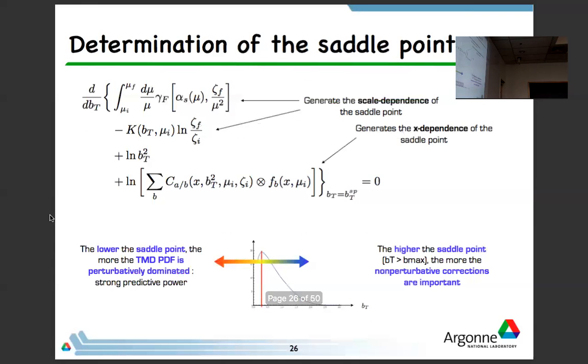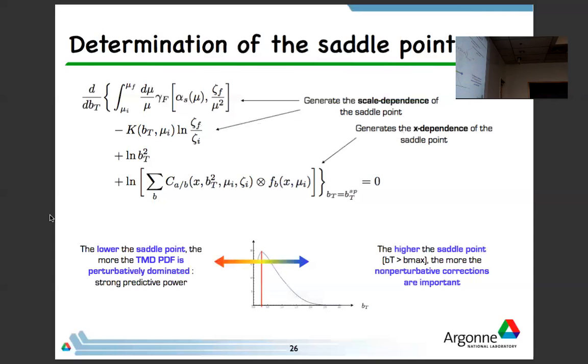So we have different ingredients in this equation that determines the saddle point. The first two involve gamma_F and K, so the anomalous dimensions for the evolution, and they generate the scale dependence of the saddle point. The last piece here generates the x dependence of the saddle point because it involves the collinear PDF and the Wilson coefficients.